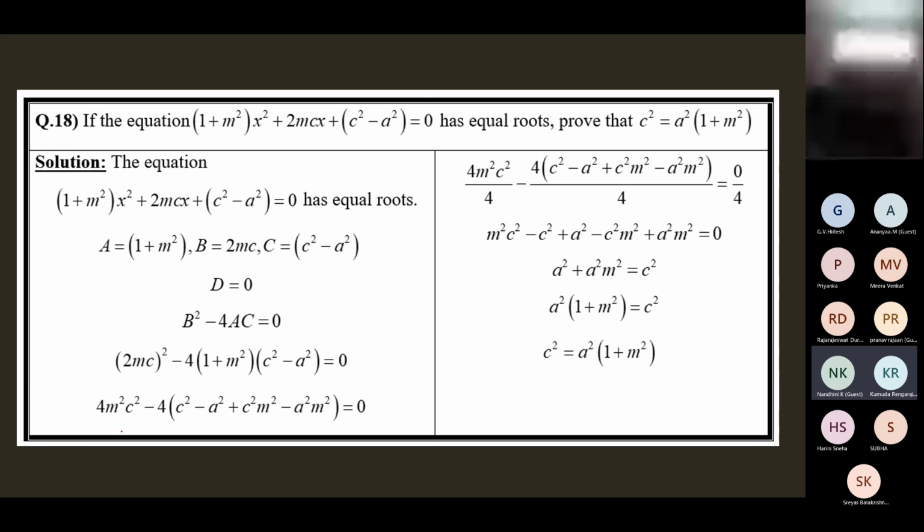Yes, the values of A, B, and C? Okay. So these are the values of A, B, and C. Just remove this. See, the equation should be in the standard form. Yes, it is in the standard form.